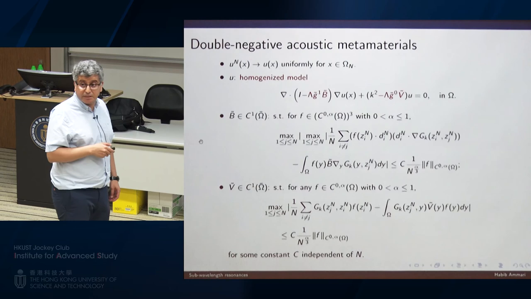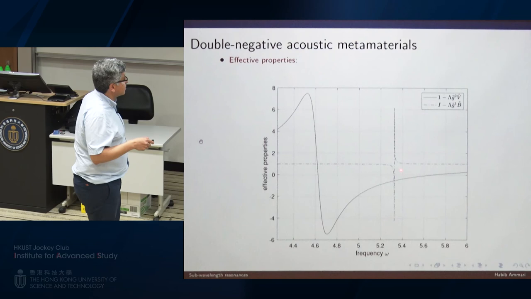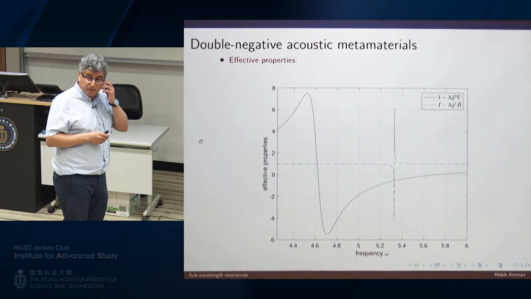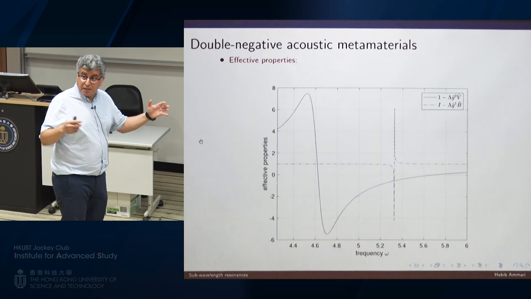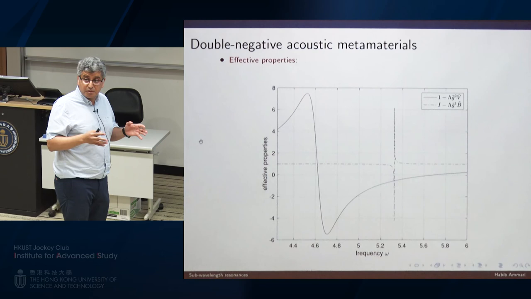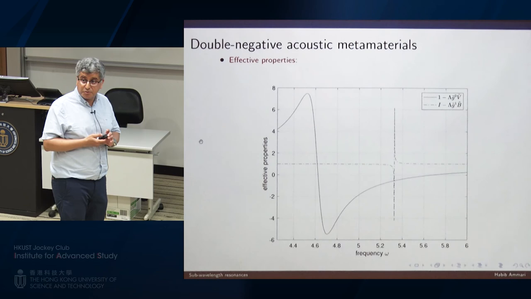So this is the experiment. This is the numerical results. And for these frequencies here, you can make both the density and the bulk modulus negative, the effective ones for this microstructure. Sounds good. Now it's very narrow. So if you want to make it broader, you need to think about what kind of structure you should use. It's not a dimer, not two bubbles.